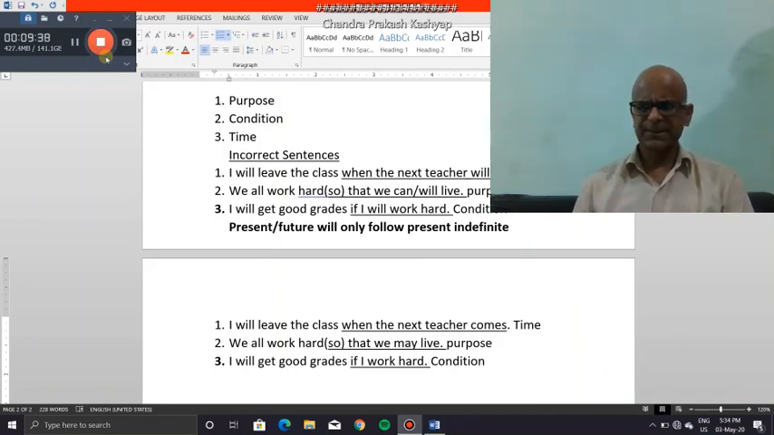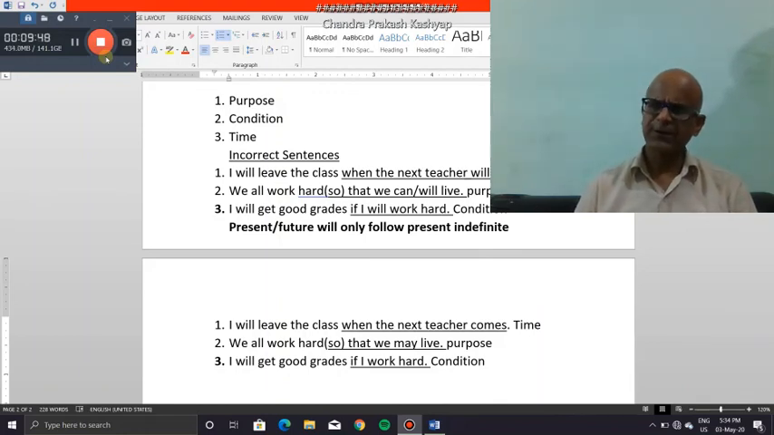Now, just like when, there are so many other subordinating conjunctions which state time. They too will not take any verb in the future tense. Similarly, condition can also be stated using unless. These are subordinating conjunctions.